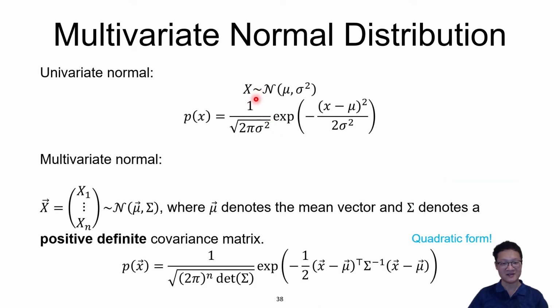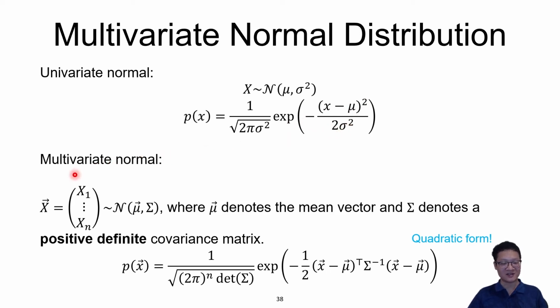In the single variable case, when x is distributed normally with mean mu and variance sigma squared, this was the PDF: 1 over square root of 2 pi sigma squared, times exponential of minus (x minus mu) squared over 2 sigma squared.